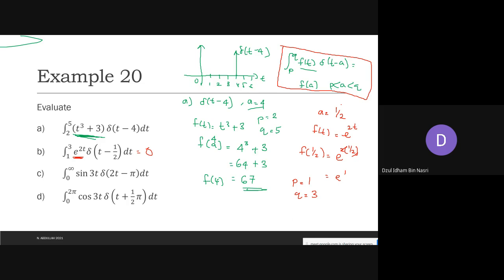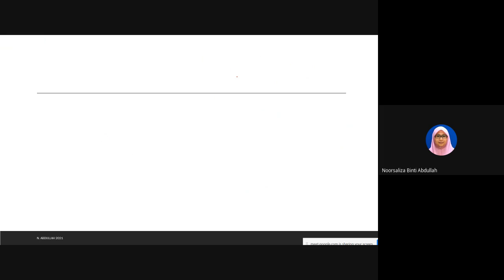Okay. Faham yang atas ni? Ada tak yang tak faham? Tak ada. Okay. C and D tu you solve. Cuba solvekan. Tak dapat nanti boleh kita bincang masa tutorial. Saya takut tak sempat ni. Kita ada lagi banyak topik lagi.